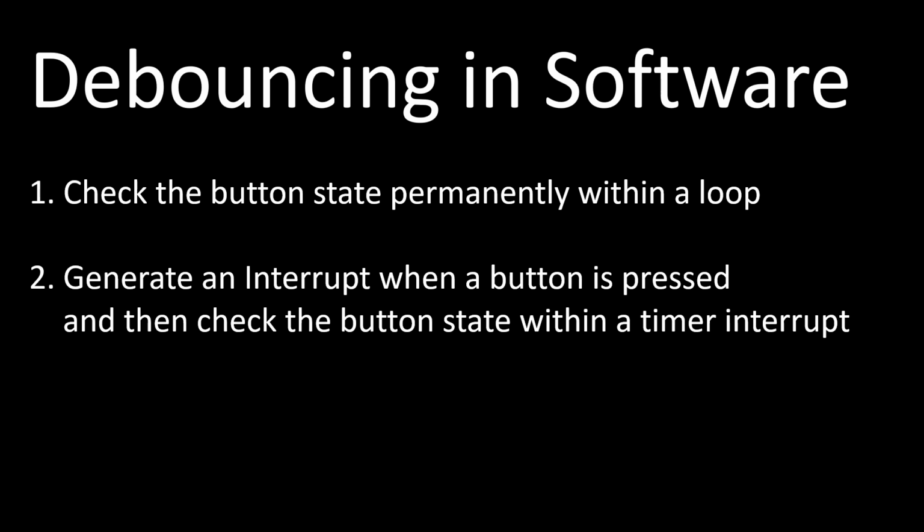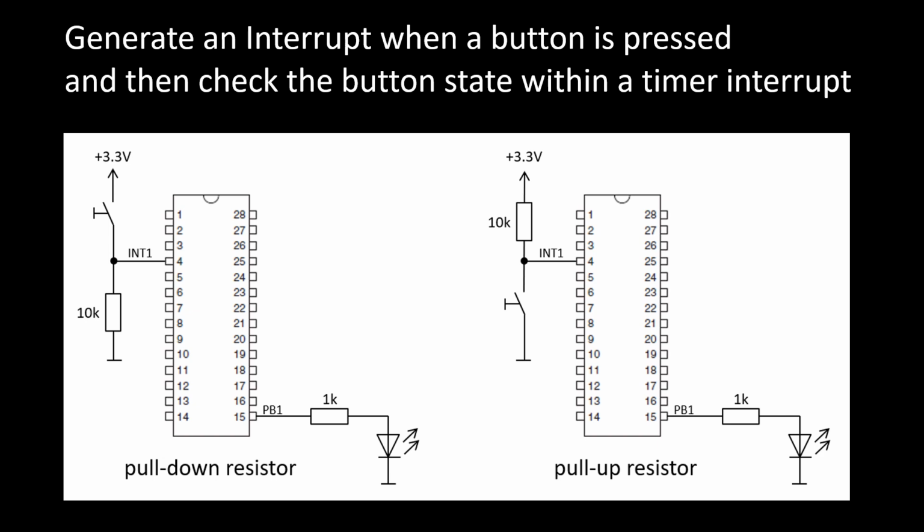Okay, let's go in detail and find out how we can check a button state after a button press by using an external interrupt and using a timer interrupt where we can check the button state every millisecond. Basically, it is distinguished whether an external edge-triggered interrupt is triggered at falling or rising edge, or also at falling and rising edge. In our example, the external interrupt is triggered on a falling edge.